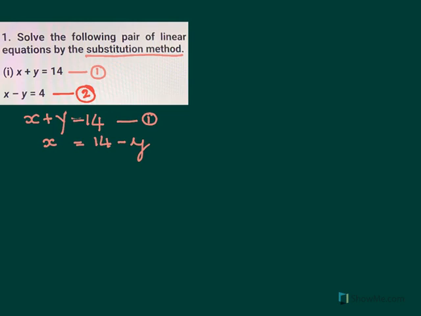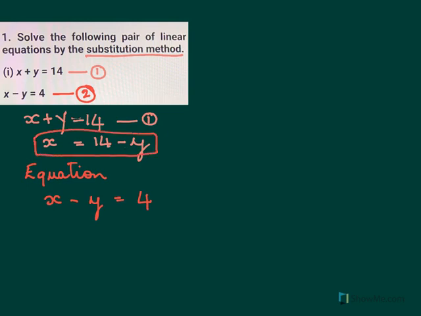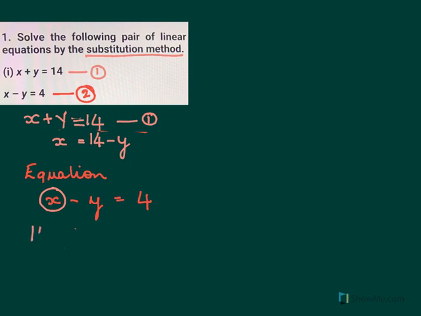Now take up the next equation, equation 2. And equation 2 says x minus y equals 4. But I already know the value of x here. This value of x I'm going to substitute here. So for x I'm going to put 14 minus y. And where did I get it? I got it from this value. Minus y equal to 4.